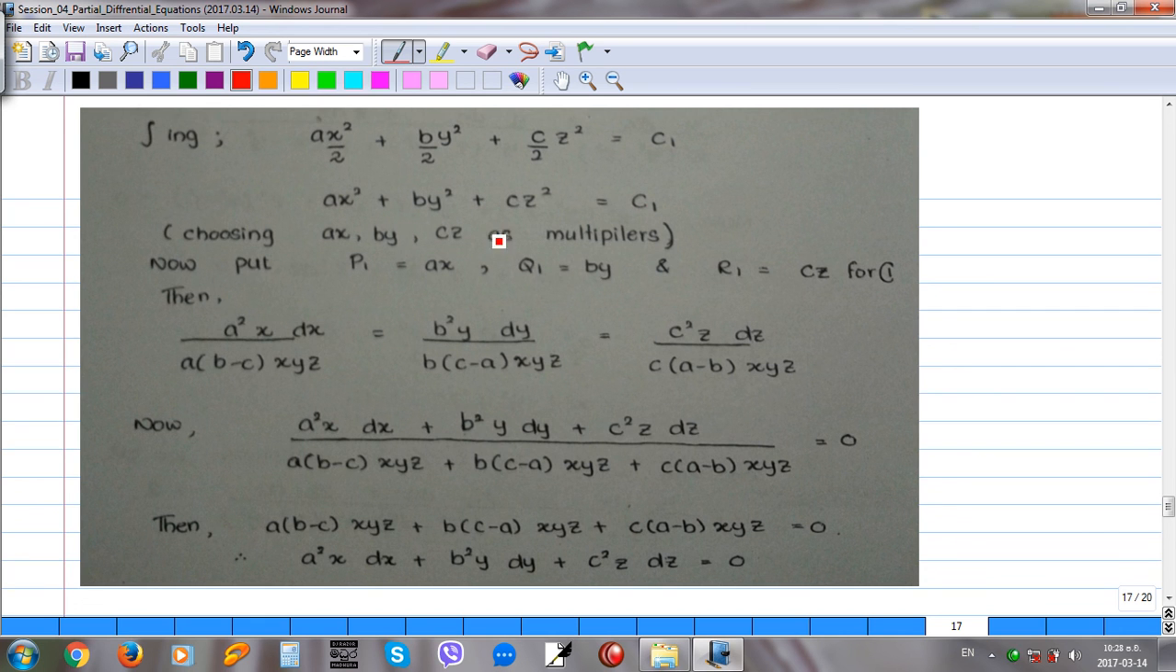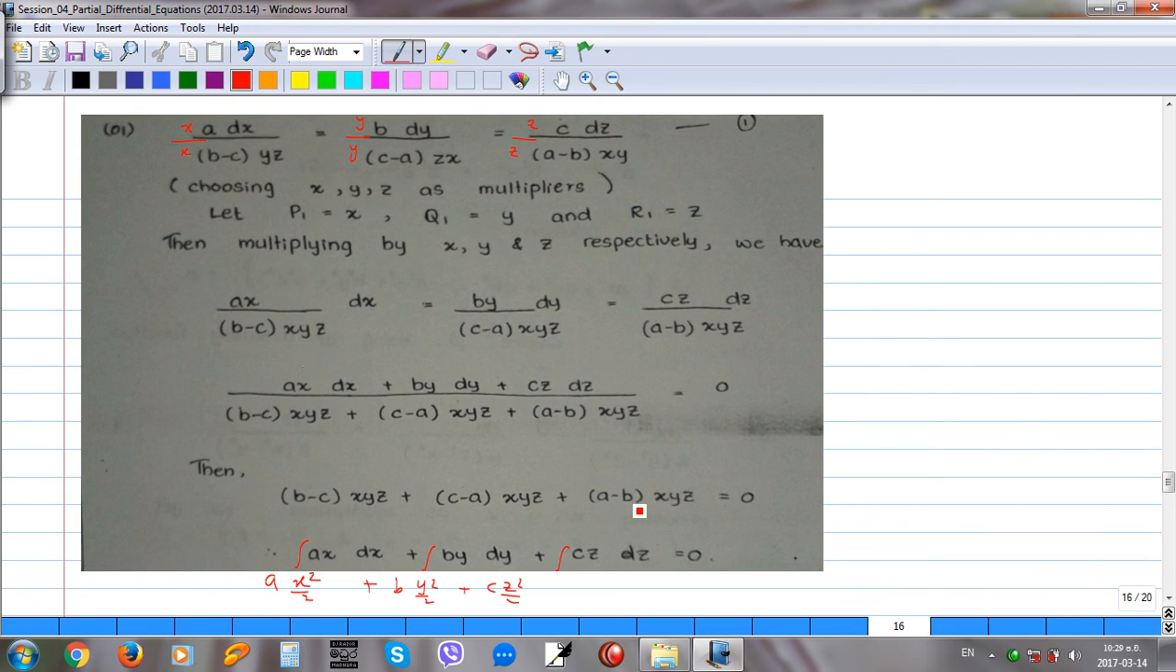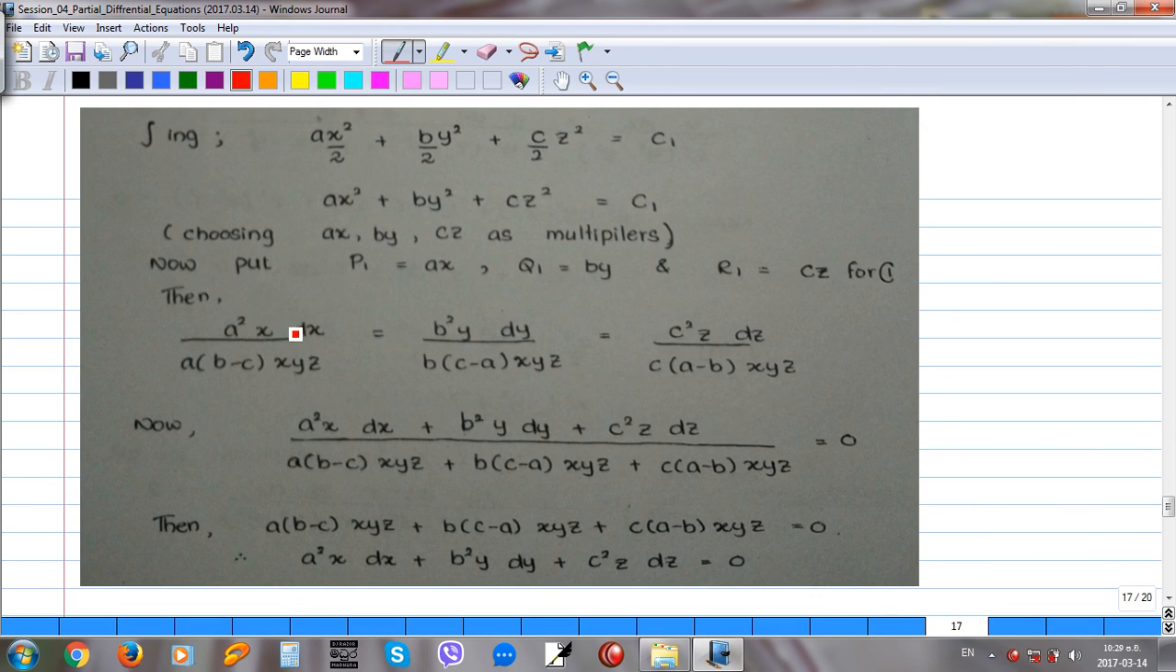Now for another equation, you can choose other multipliers. So consider ax, by and cz as multipliers. Then p1 equals ax, q1 equals by and r1 equals cz. So then again we can write the equation p1 times p. Then it comes as this one: a square x equals a times (b minus c) xyz.